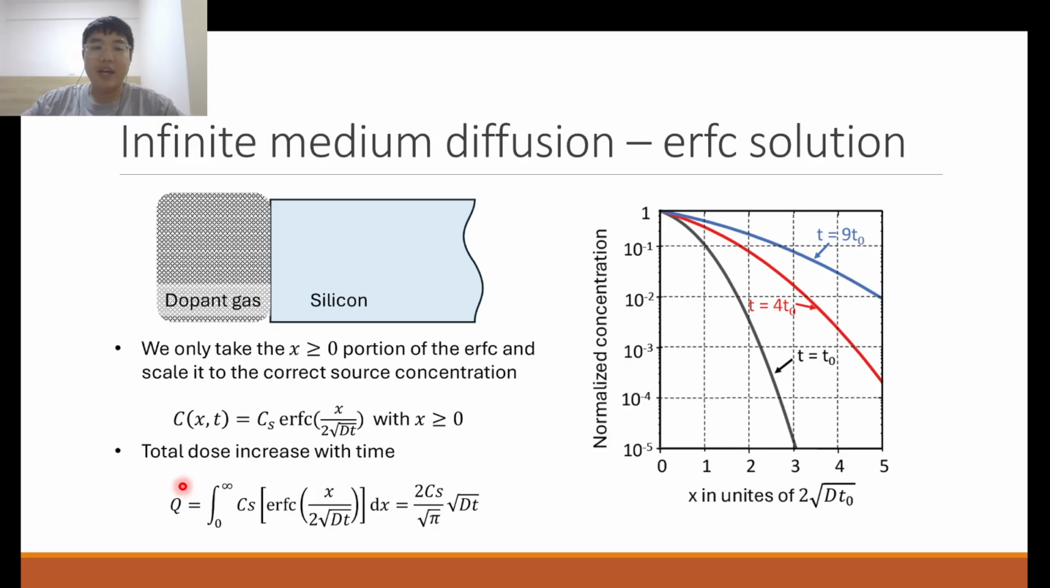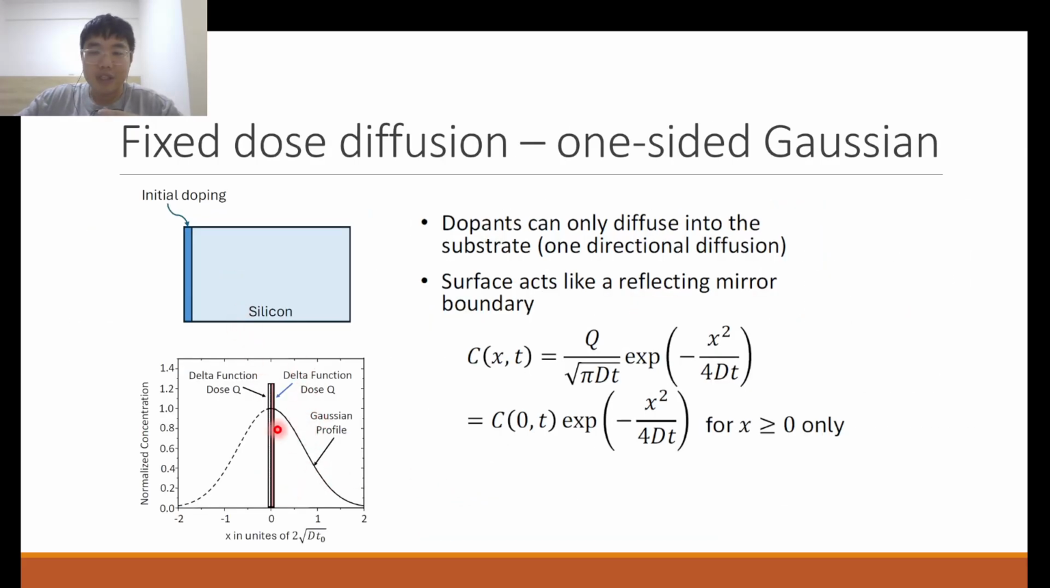And so we can find the dose by integrating the error function, and it turns out the error function is defined in terms of, let's say, a differential. So we can basically get a closed form solution of the integral of a complementary error function, and so we obtain this expression for the dose. So we can see that the dose that enters into the material is not a constant but increases with time. So this is different from this case where we have a fixed dose, and no matter how long you anneal or diffuse, the dose remains constant in the material.